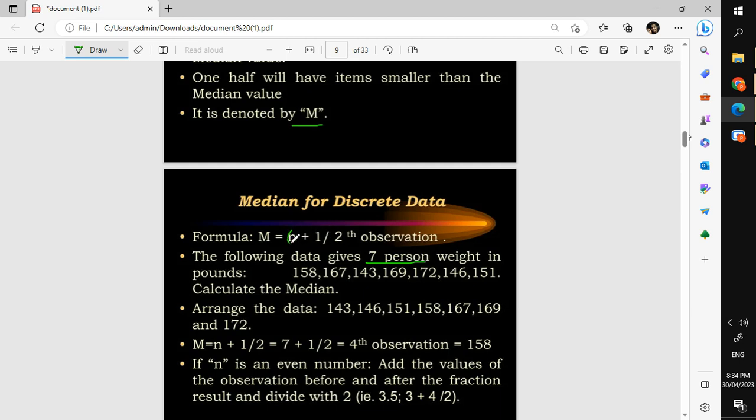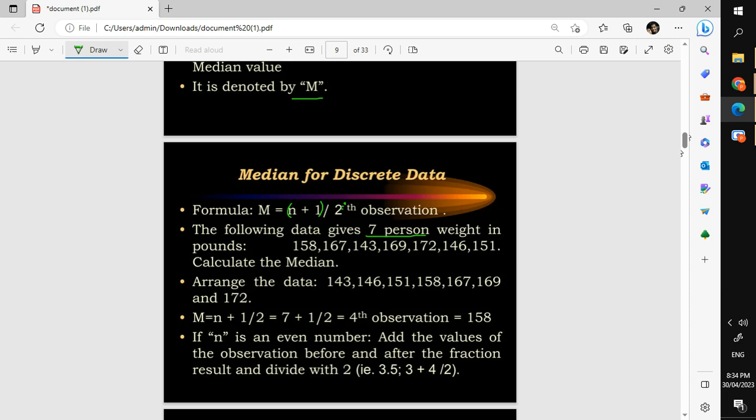This should be the quantity of n plus 1 divided by 2 equals the nth observation. Okay, so let's arrange first. The first step in getting the median is i-arrange sa nato ang data in ascending order. When we say ascending order, you start with the smallest value up to the highest value. So na-arrange na, you will then use or apply your formula.